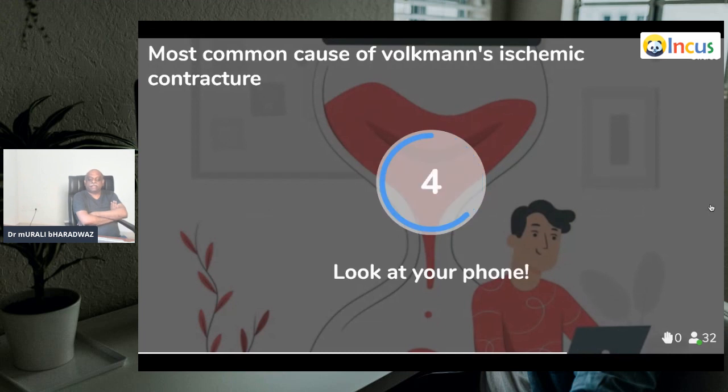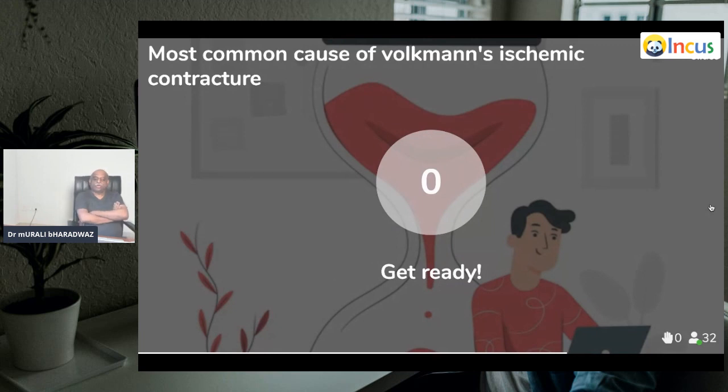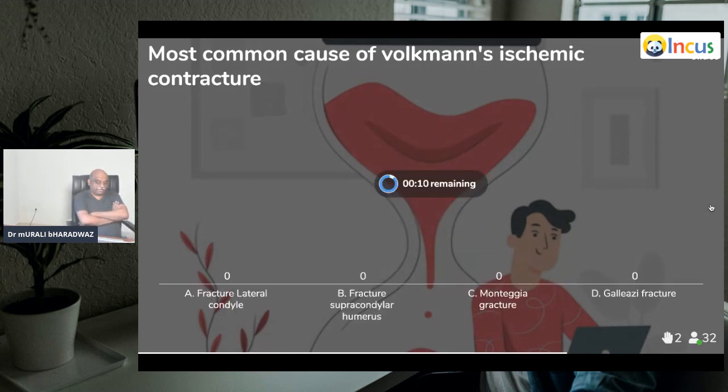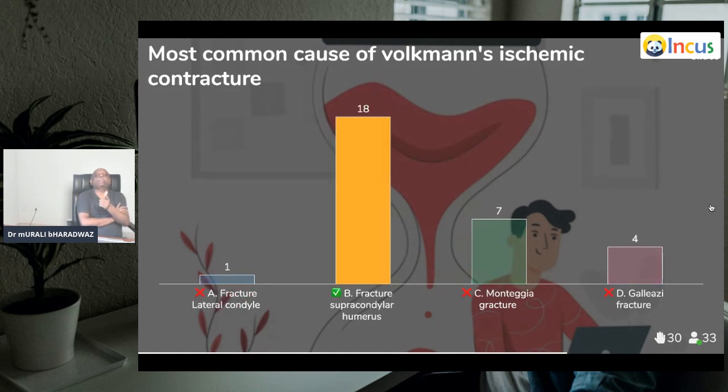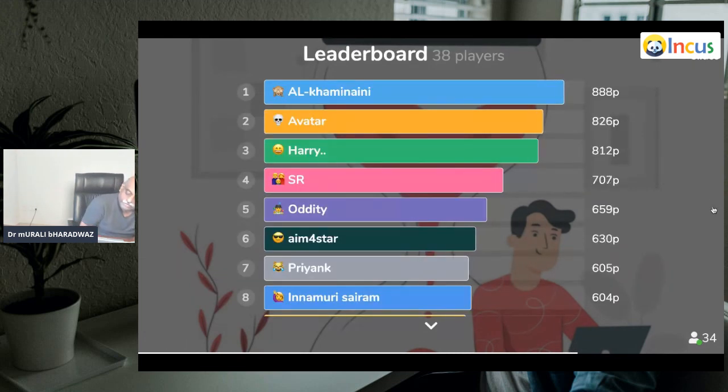Question number 18. The most common cause of Volkmann's ischemic contracture. Tomorrow, when the examiner puts a sniper on your temple and a knife on your jugular, you should give the correct response and grab your seat. Fractured supracondylar humerus. Beautiful. Very good.